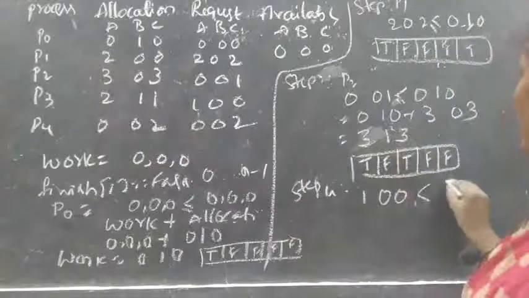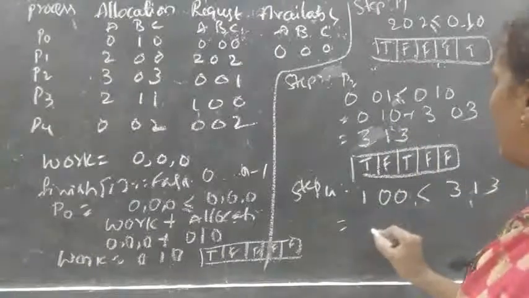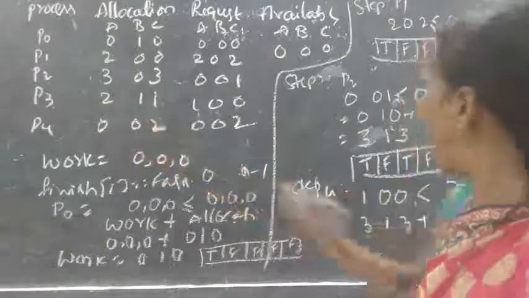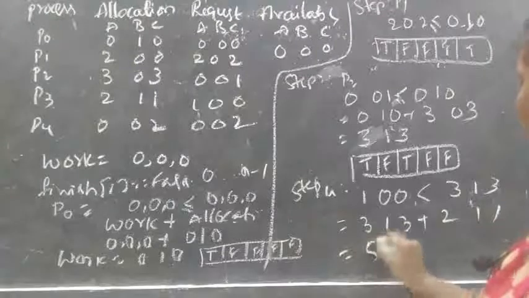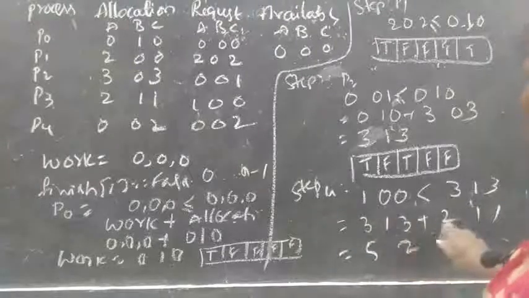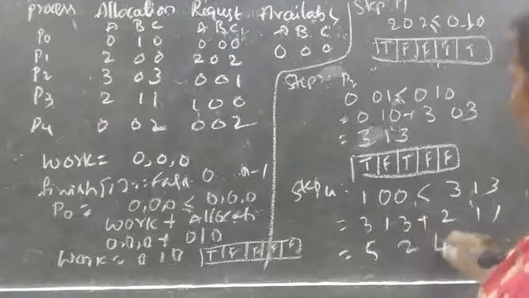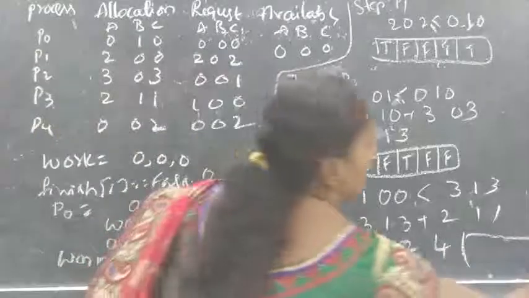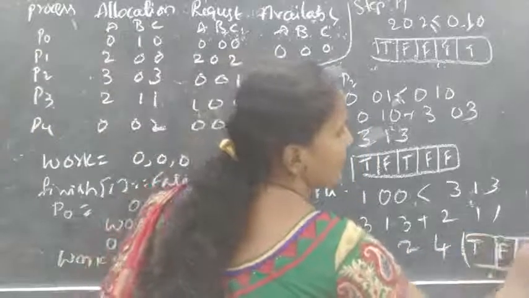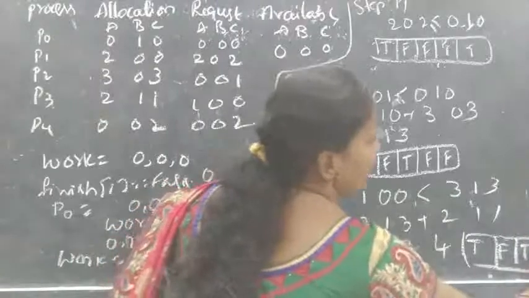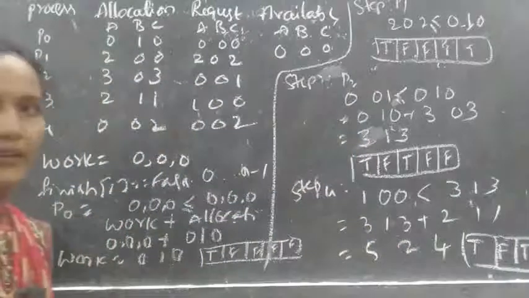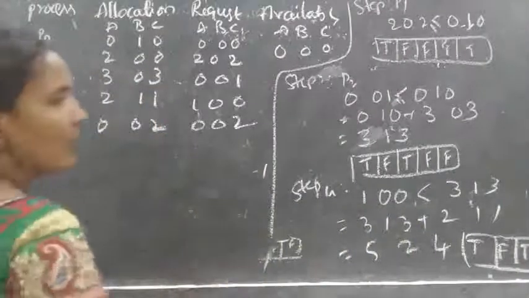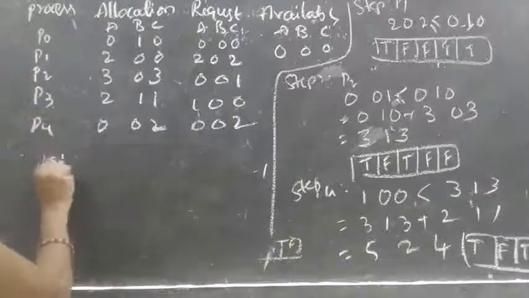How many are available? 3, 1, 3. The condition is true. Then available plus the already allocated resources, 2, 1, 1, gives 5, 2, 4. Again you see this chart. The first one is true, the second one is false, the third one is true, the fourth one is true, and the last one is false. You need to check the last one. Available is 5, 2, 4.